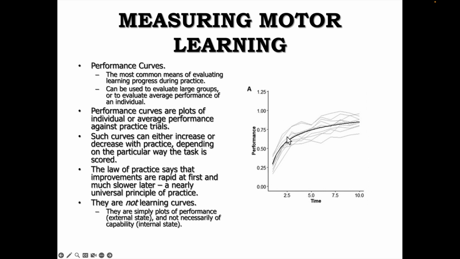Now, one thing to note about this performance curve, looking at performance over time, is that these are not learning curves. As we mentioned in our definition of motor learning, just because you look like you're getting better doesn't necessarily mean learning has actually occurred. Essentially, these are simply plots of performance, which is someone's external state, and not necessarily their capability of executing at a high level, which would be their internal state. So again, performance curves can give us an indication that motor learning might be happening, but they don't say definitively if motor learning has occurred.